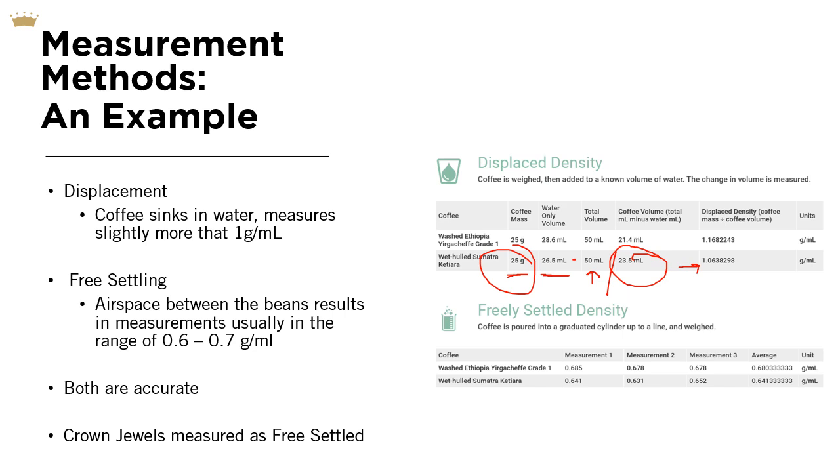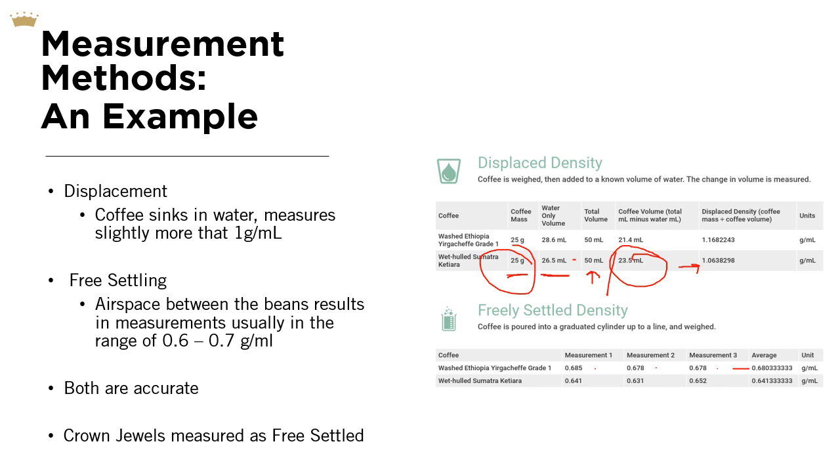In our second example, in the free settling method, the airspace between the beans results in a range that's much lower. So in this case, what I usually do is take an average of 3 measurements for myself. So the Ethiopia, once again, is measuring at a higher density level, but it is significantly below the measurement that we obtained using displacement. Typically, I expect to see measurements of like 0.6 to 0.7 grams per milliliter.